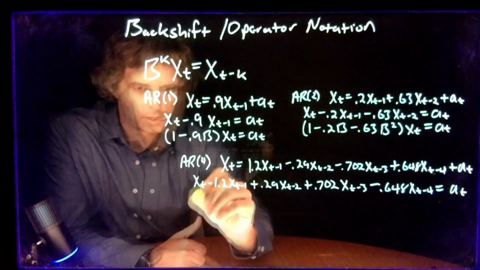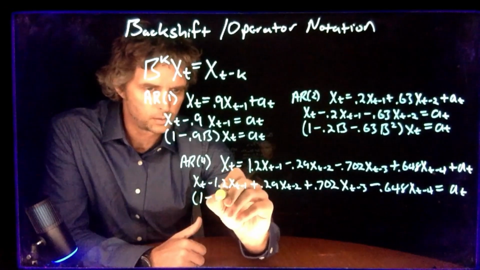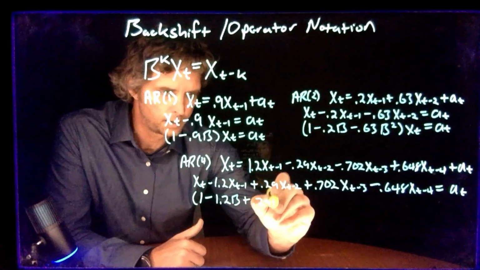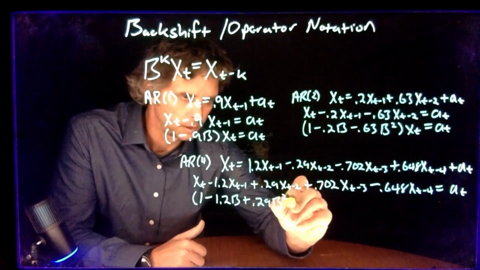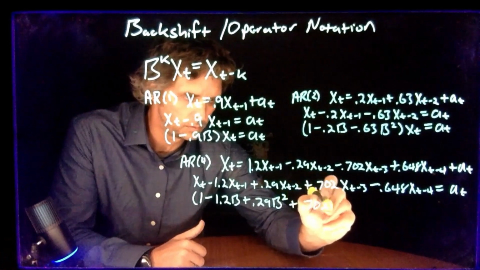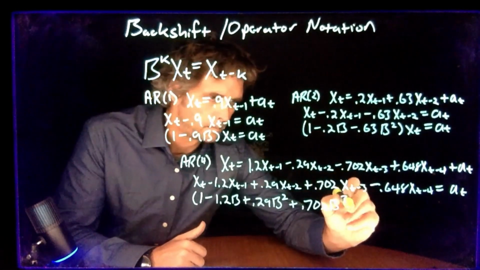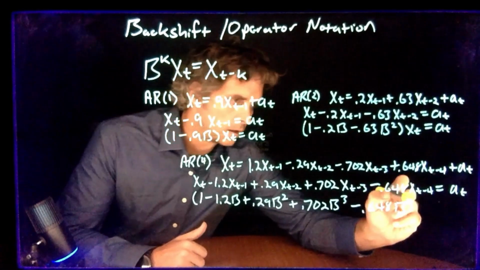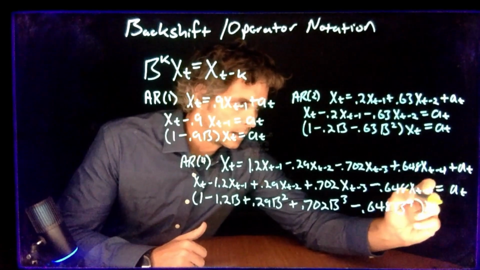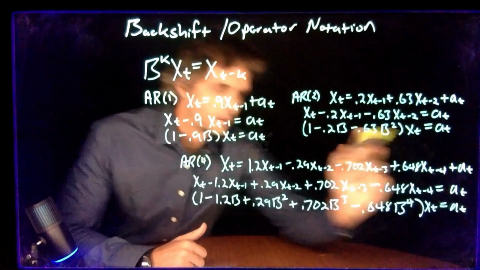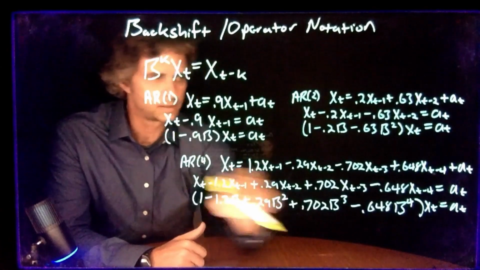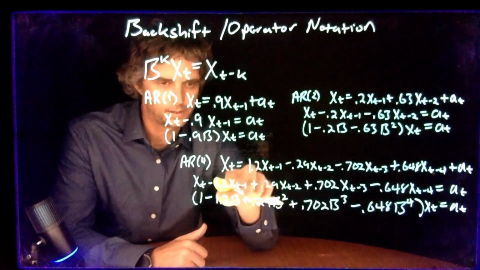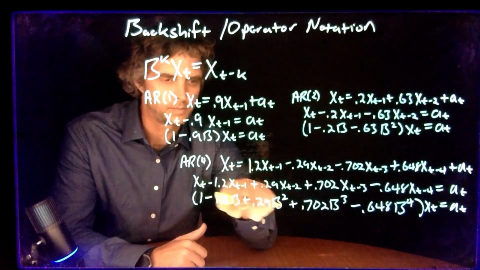Now we've separated the x's and the a_t's. Now let's put it in backshift notation. So now that's (1 minus 1.2 B plus 0.29 B squared plus 0.702 B cubed minus 0.648 B to the fourth), whole thing times x_t equals a_t. Let's check. x_t times 1 is x_t. x_t times negative 1.2 B, B times x_t is x_{t-1}. There's the minus 1.2 x_{t-1}.